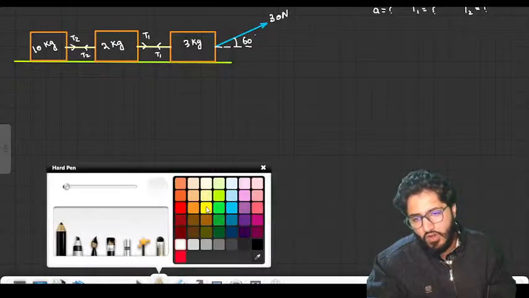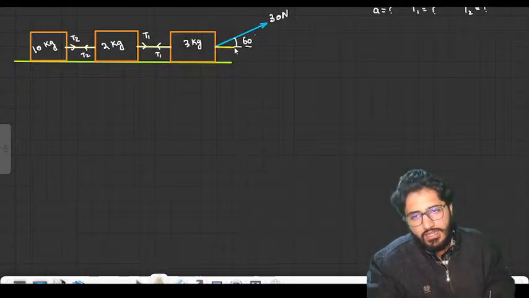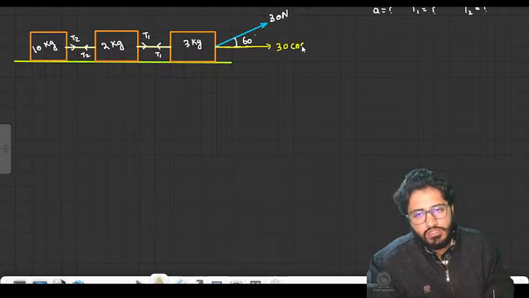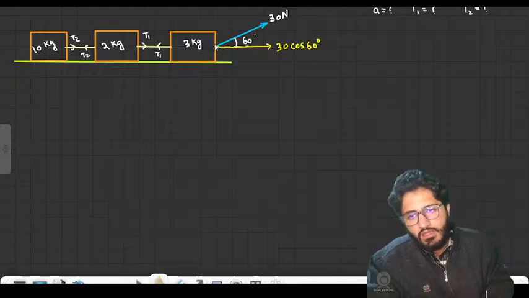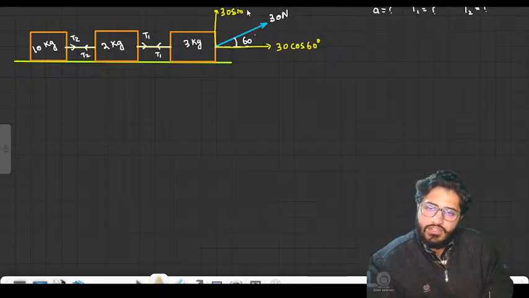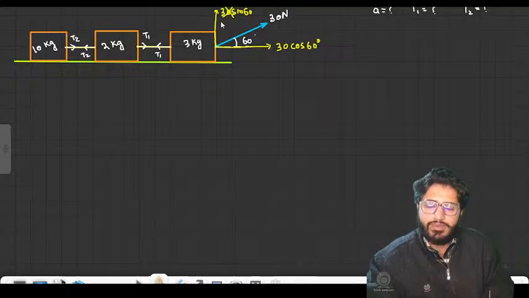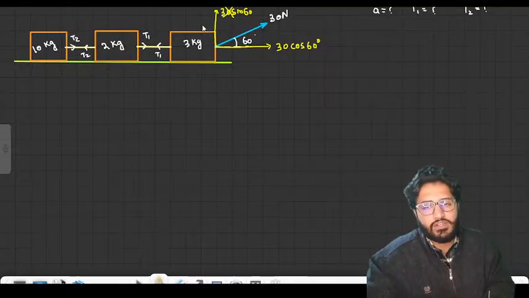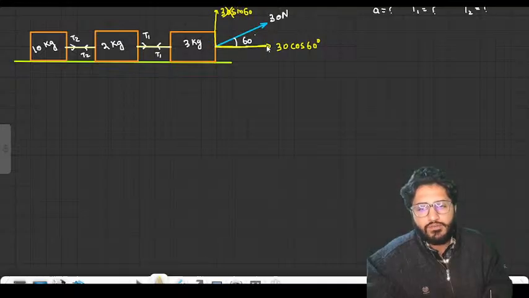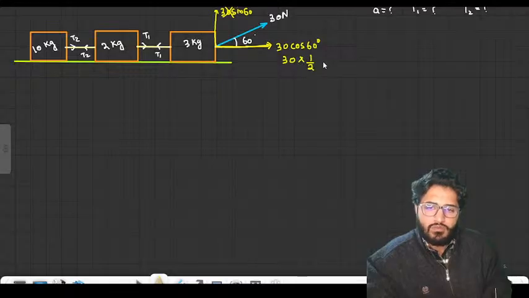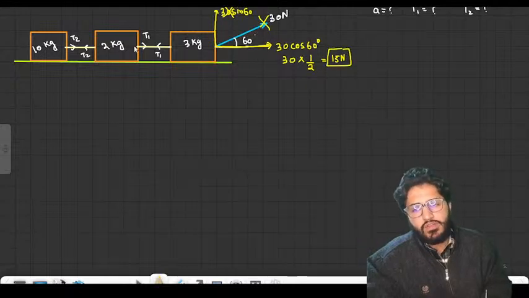How to find all these things? Look now. First of all, I will take the component form of it. This will be 30 cos 60 degree. This will become 30 sin 60 degree. This one is not important. Why? Because it is balanced by normal reaction force and the weight of it. So this one is only important. Now look, 30 cos 60, 1 by 2, that means 15 Newton. Now you are having a tray like thing with a pulling force of 15 Newton.